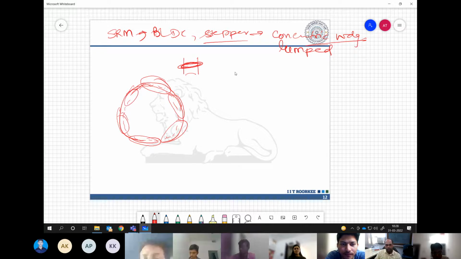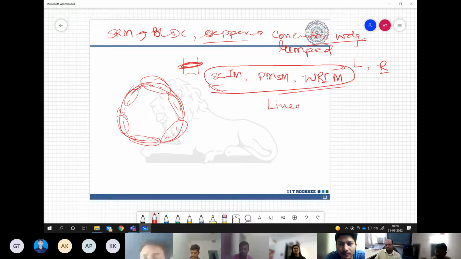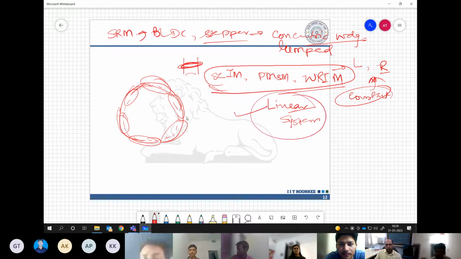Correct. So examples of these motors could be the induction motor, then PMSM, then wound rotor induction motor, so squirrel cage, wound rotor induction motor, and so on. These motors have parameters, let's say inductance, resistance, and all that, which are linear, or you can say constant. These parameters are constant. So these motors basically form a linear system. So now we will learn how to control these motors in a better manner.